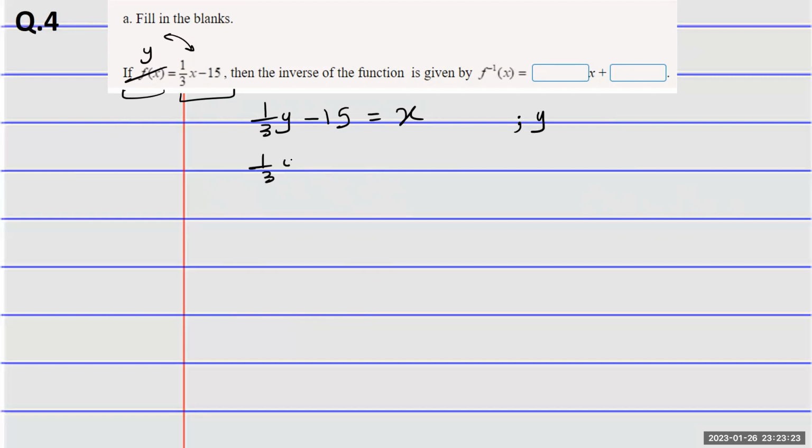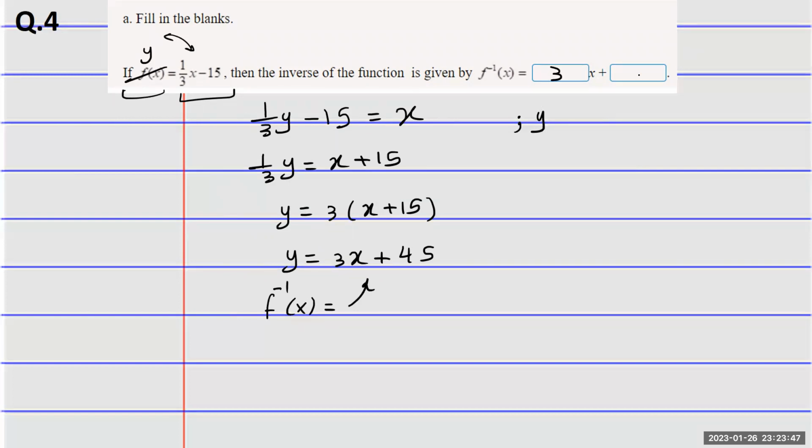So 1/3 y is x plus 15, by multiplying by 3. So y equals 3 times x plus 15, which is 3x plus 45. So once you get y as the subject, really you reach the answer. You have the inverse. The inverse of x now is this, 3x plus 45.